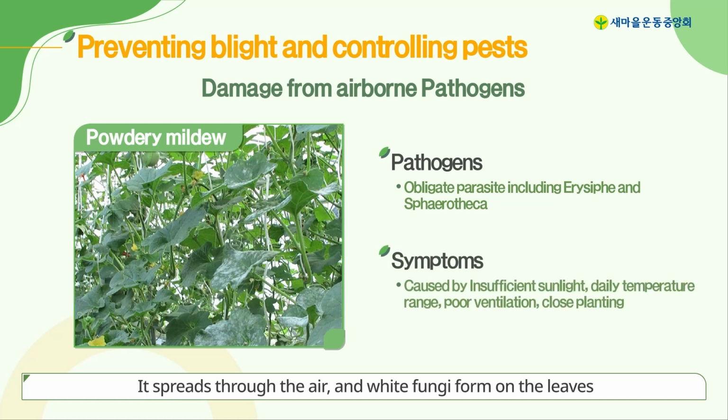It spreads through the air, and white fungi form on the leaves like flour sprinkled on the flower petals. If there is not enough sunlight, or if there is a large temperature difference between day and night, or if ventilation is poor, this disease occurs, usually on leaves, and reduces the quality and quantity of produce.